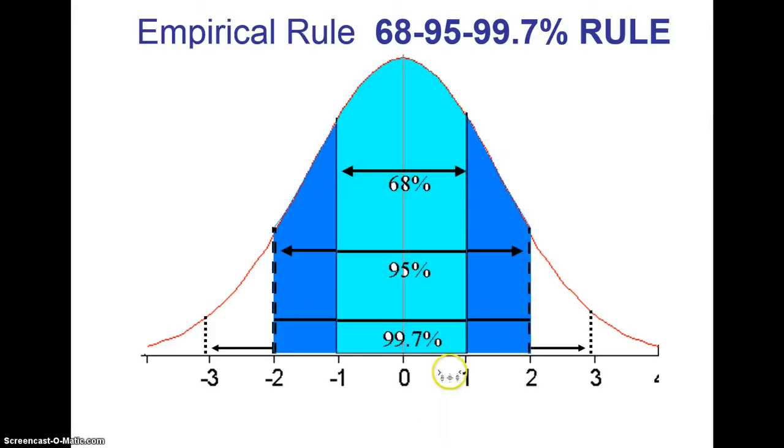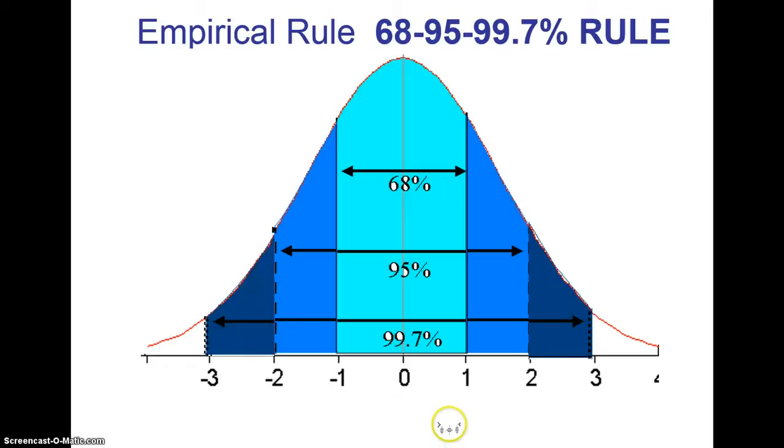Okay, the darker blue goes on to include up to 2 standard deviations. So 2 to the right and 2 to the left. That total area in the middle is 95% of all data. And then if we continue out to 3 standard deviations above and 3 standard deviations below, that's almost all of the data, and we say that's 99.7% of the data.